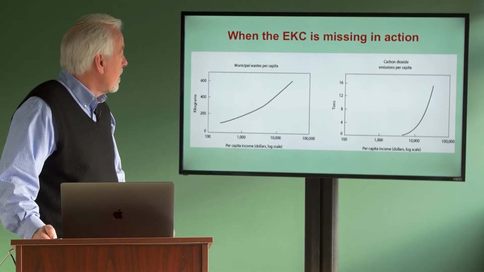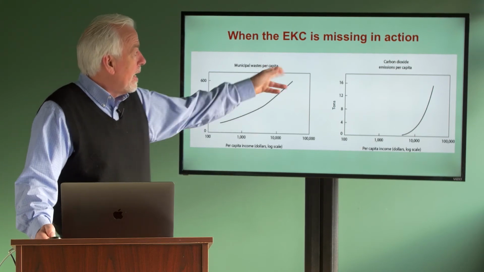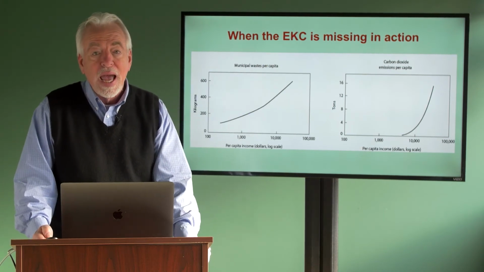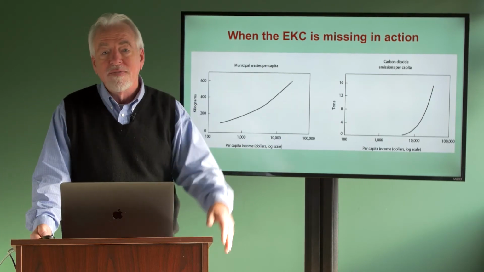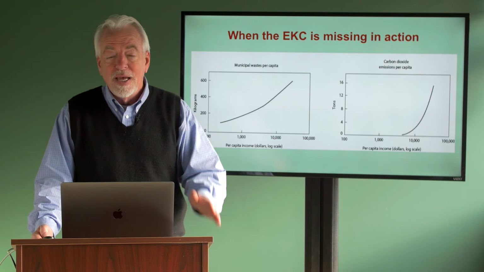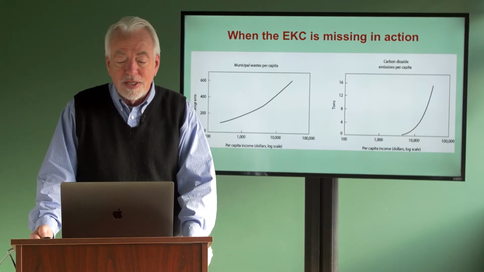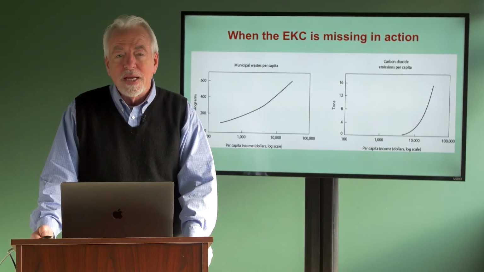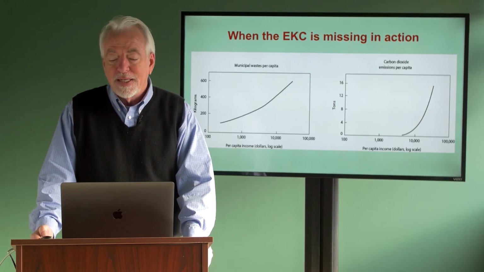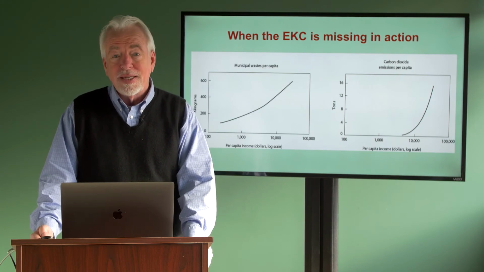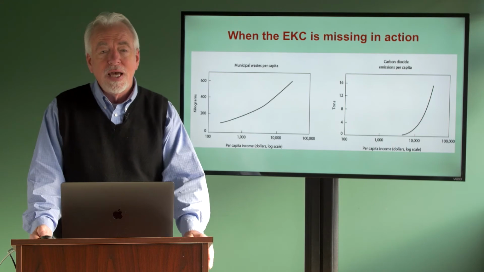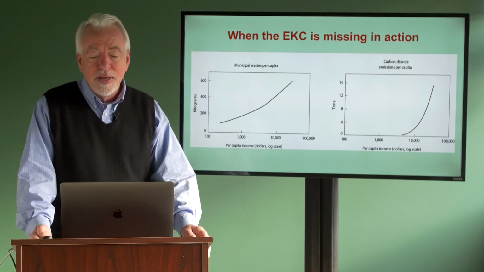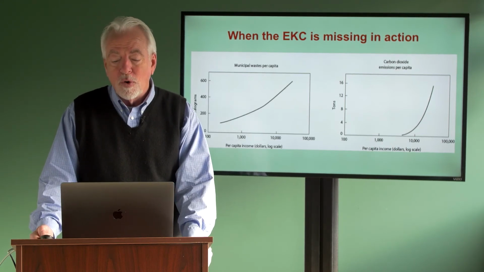So here are the curves for municipal waste per capita and carbon dioxide emissions per capita as incomes rise. And in those cases, we see no sign of a turning point. In fact, we see, if anything, an acceleration as incomes go up. So in certain respects, the environmental Kuznets curve doesn't seem to be a good description of reality. It does seem to be a good description for others, like sulfur dioxide concentrations in the atmosphere. So we've got a mixed set of observations depending on the environmental problem we're looking at.